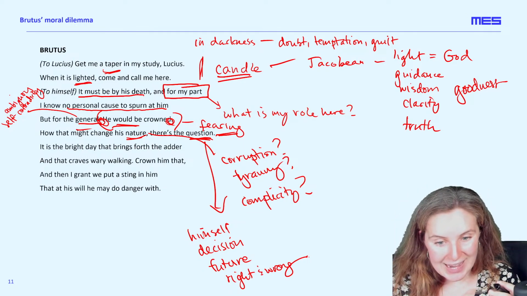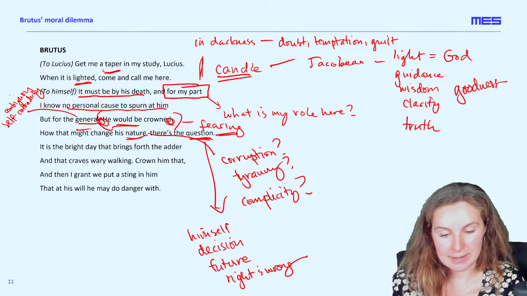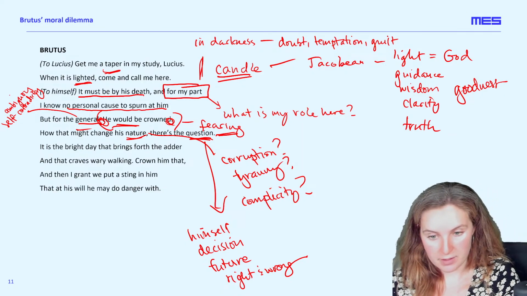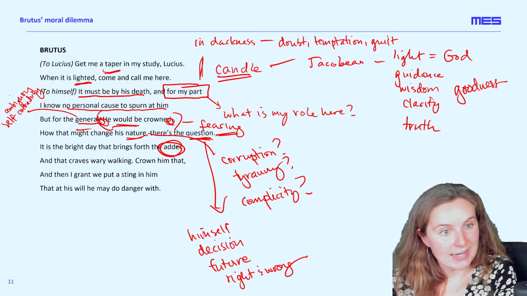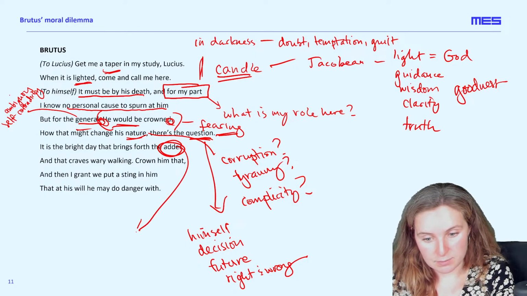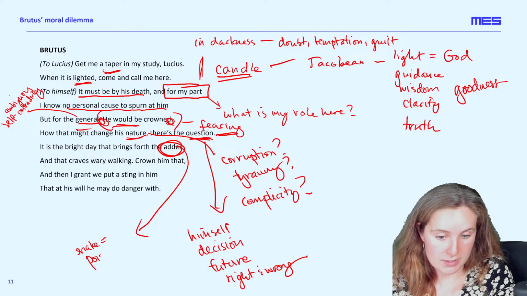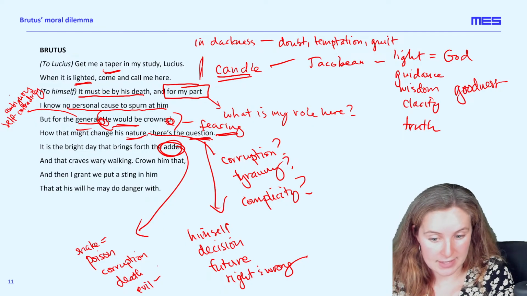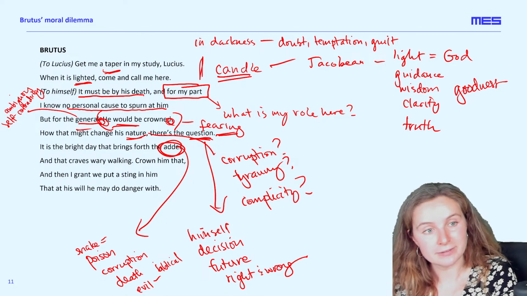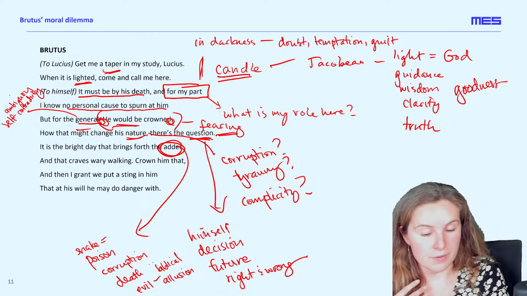It is the bright day that brings forth the adder that craves wary walking. Crown him that, and I grant we put a sting in him that at his will he may do danger with. So, if you know, an adder is a snake, a type of venomous snake. That is dangerous, right? We've seen snakes before in Shakespeare and in other texts in which a snake is a symbol of poison, a symbol of corruption, a symbol of death. And also a symbol of evil, right? Because we have this even as a biblical allusion to whom? To Satan, right? In the Garden of Eden.